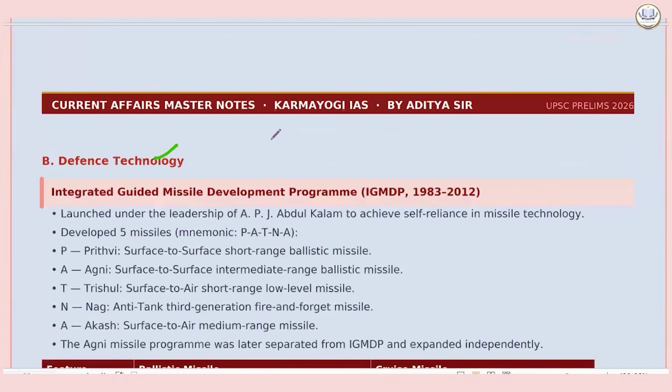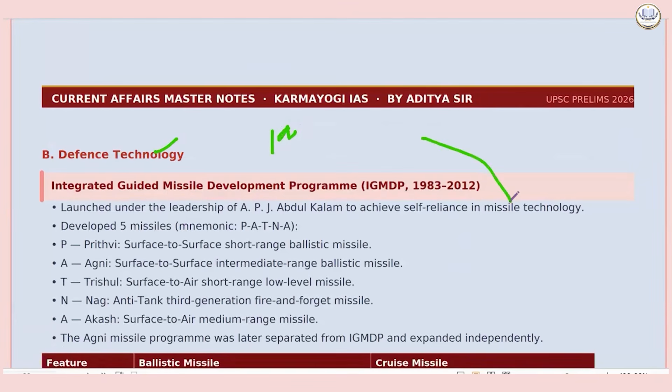Then let's see defense technology. The first is your Integrated Guided Missile Development Program. So for its missiles, if you have to remember, the acronym is PATNA, the Bihar's capital.